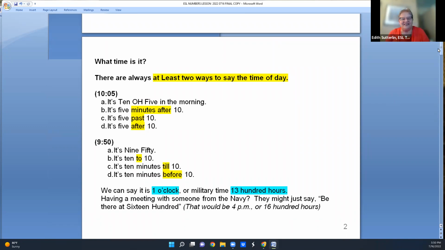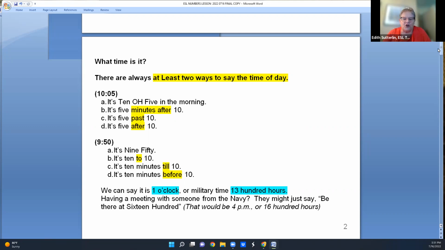What time is it? There are always at least 2 different ways that we say the time of day. For example, this morning, right after class started, I would say it's 10:05 in the morning. Even though we don't spell out the OH, I put that in there to show or review how we say it. It's 10:05. And the AM, if it's 10 o'clock or a little after 10 in the morning, we say it's 10:05 in the morning.